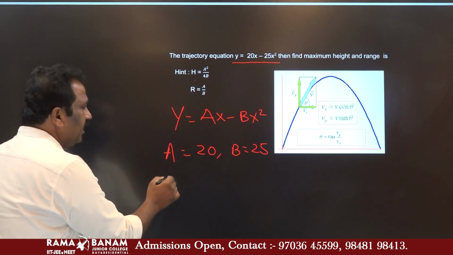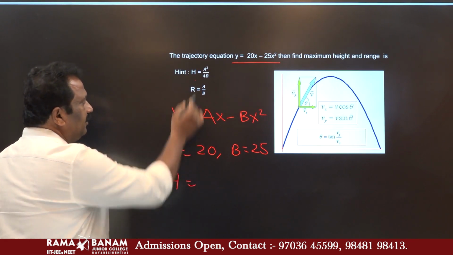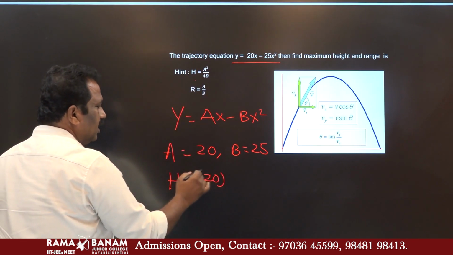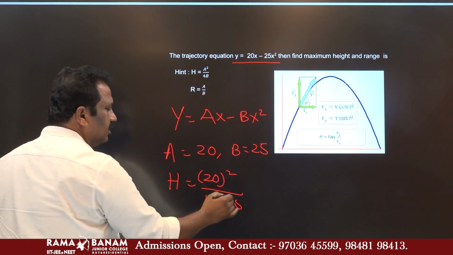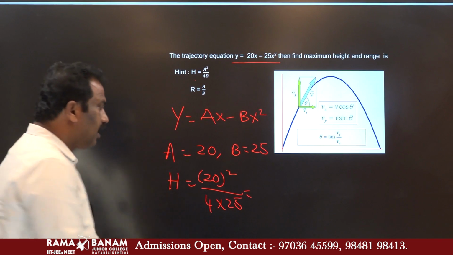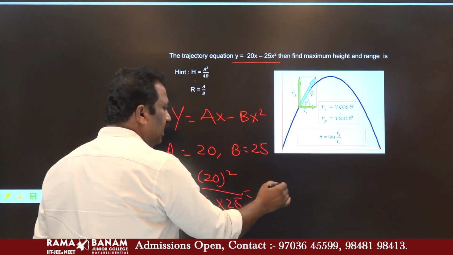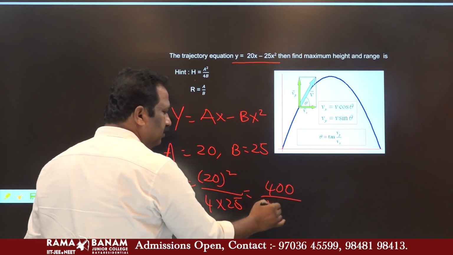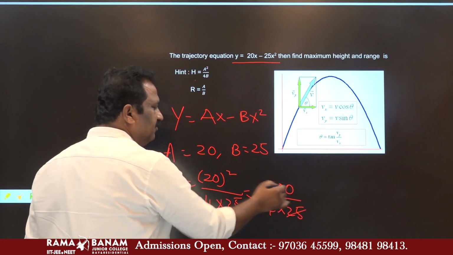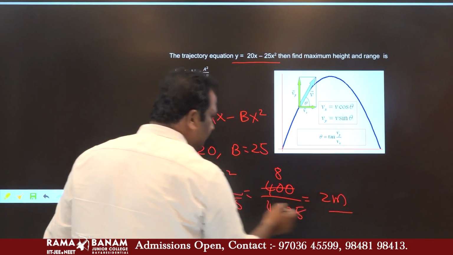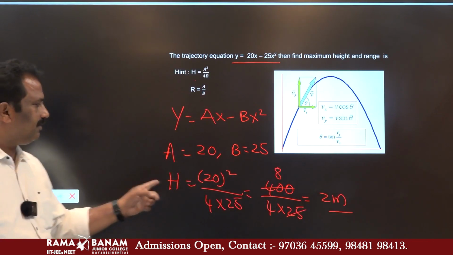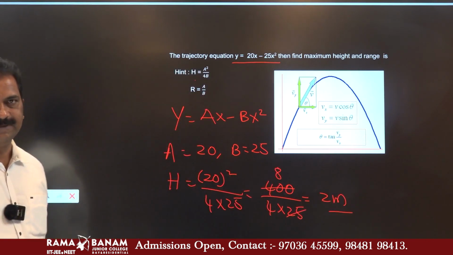That is, h is equal to a square by 4 into b, which is 20 whole square by 4 into 25. So 20 whole square is 400, by 4 into 25. Nearly 25 into 4 cancels, and we get 4 by 2, which is 2 meters. This is the maximum height of the projectile.